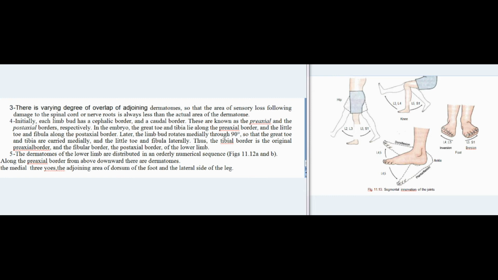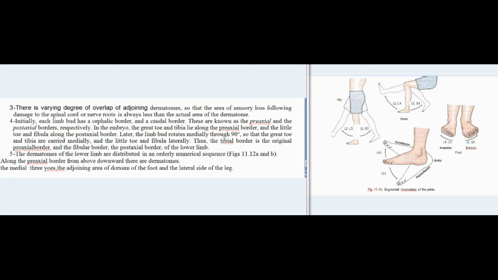4. Initially, each limb bud has a cephalic border and a caudal border. These are known as the pre-axial and the post-axial borders, respectively. In the embryo, the great toe and tibia lie along the pre-axial border, and the little toe and fibula along the post-axial border. Later, the limb bud rotates medially through 90 degrees, so that the great toe and tibia are carried medially, and the little toe and fibula laterally. Thus, the tibial border is the original pre-axial border, and the fibular border, the post-axial border, of the lower limb.